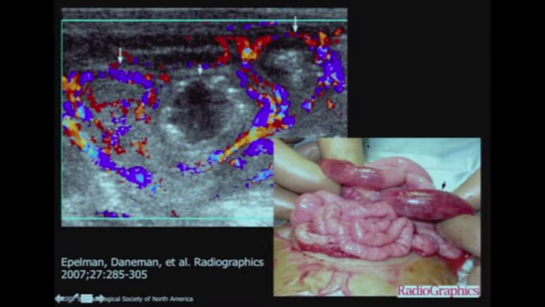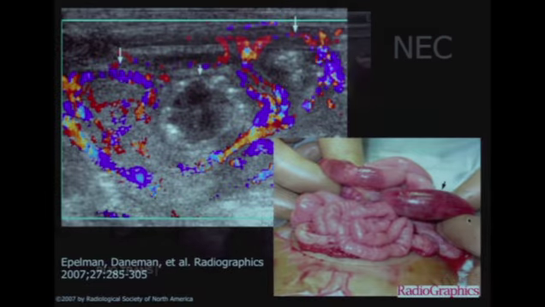Again, going back to the work by Doctors Eppelman and Danneman, here's a lovely ultrasound pathology correlation from their paper showing hyperemic bowel around a loop of bowel which is hypoperfused, probably has some small areas of intraluminal pneumatosis, and at pathologic examination, here's the abnormal bowel with pneumatosis surrounded by hyperperfused bowel.